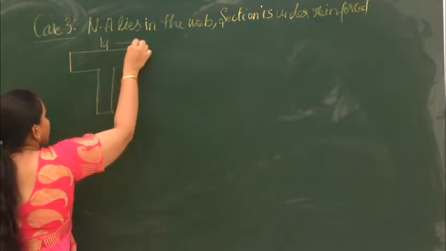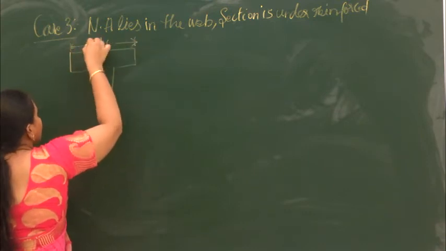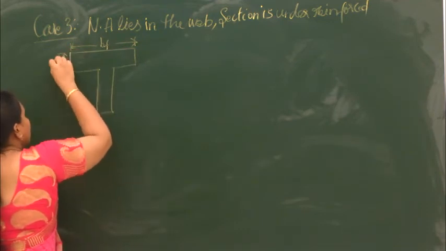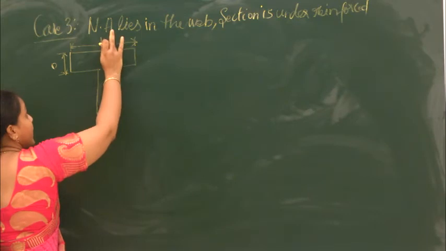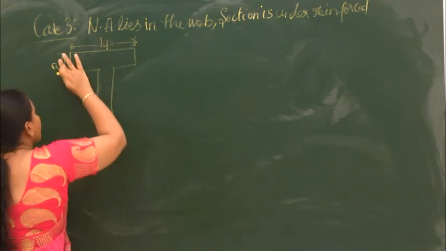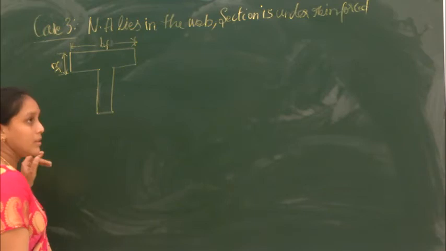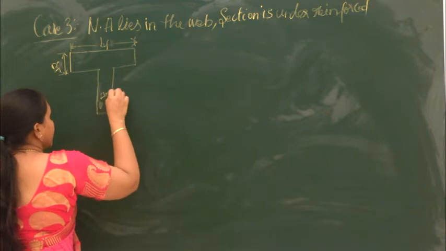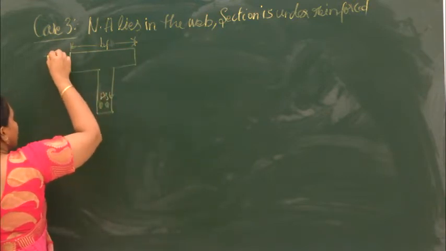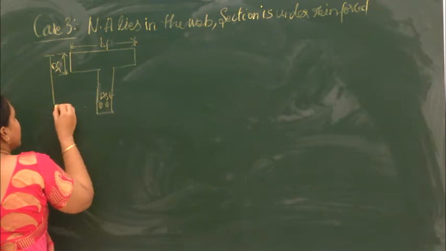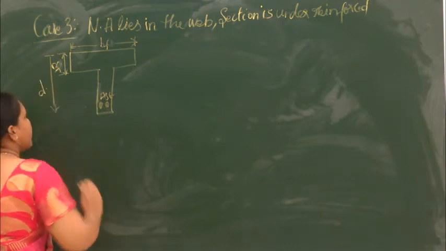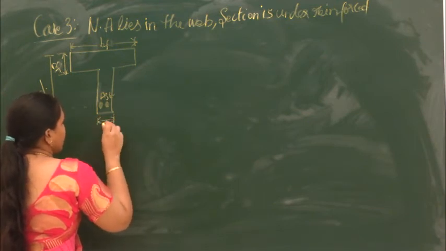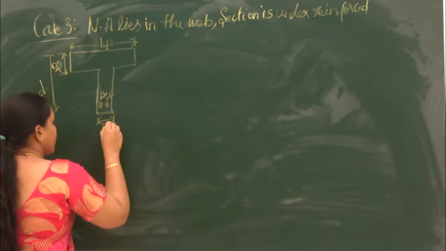So this will be your width of the flange, this is your depth of the flange. You are going to provide the area of steel, which is Ast, and the distance from the topmost compression fiber to the center of the reinforcement is going to be your effective depth, and this is going to be your breadth of the web.